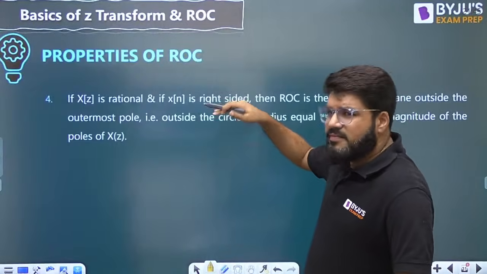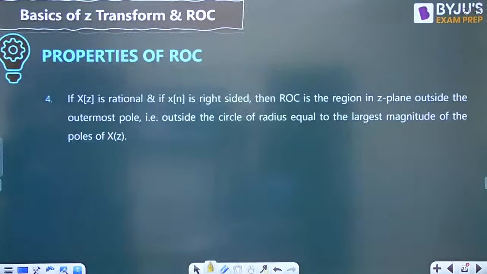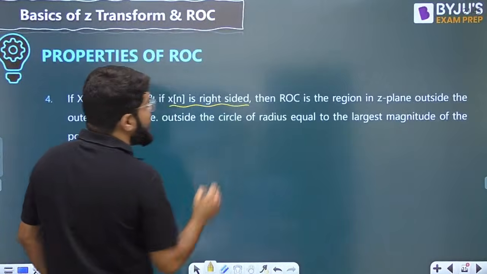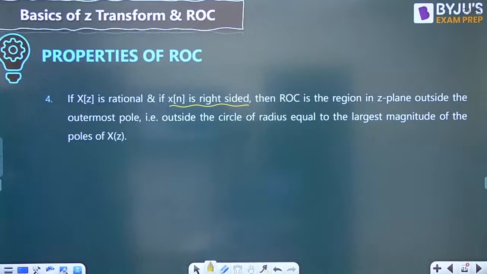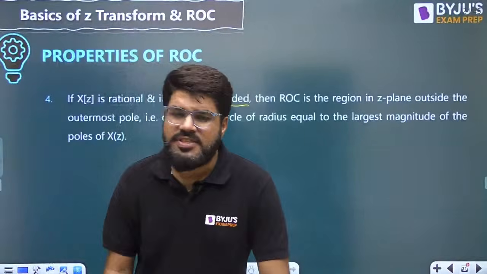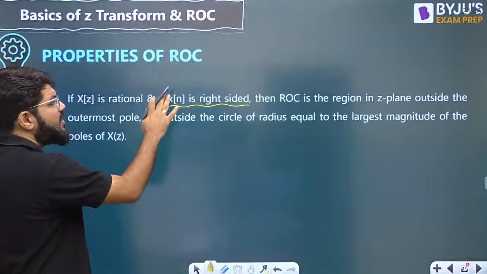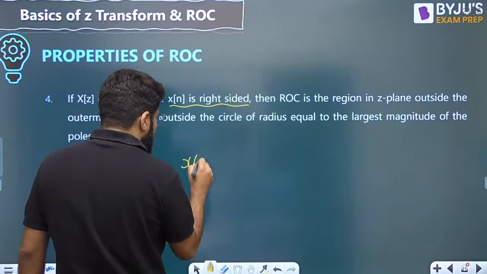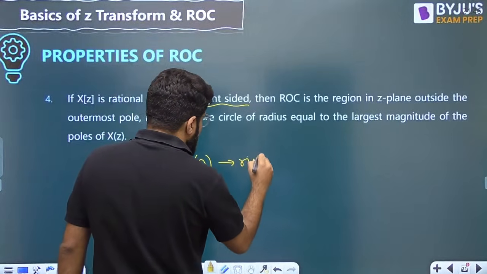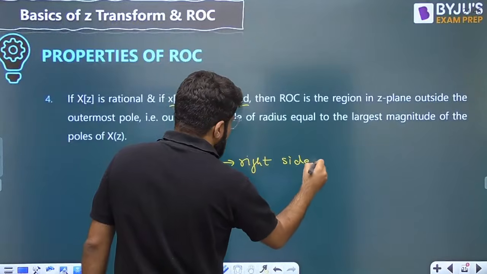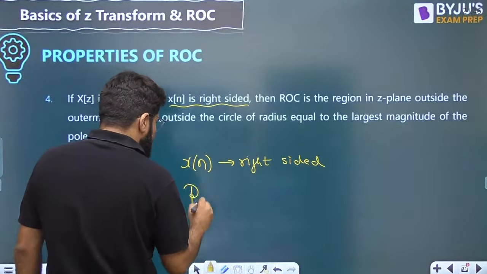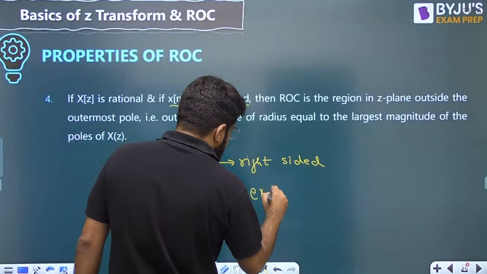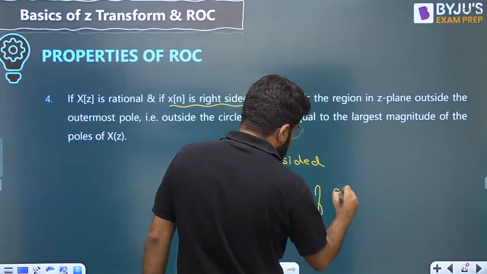If X(z) is rational, we will talk more about rational functions separately. If x[n] is right-sided, then the ROC is the region in the Z plane outside the outermost pole. Till now we have seen only one pole, but eventually we will see functions with multiple poles. The point is, whenever the signal is right-sided, the ROC will be in the form of the exterior of a circle.